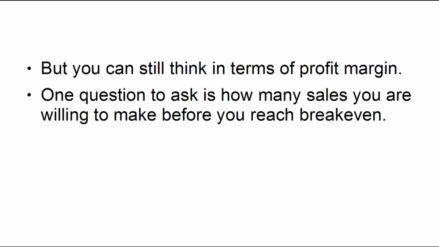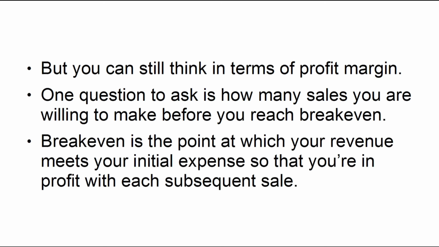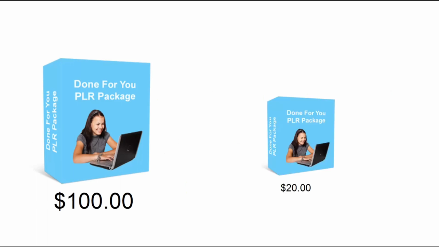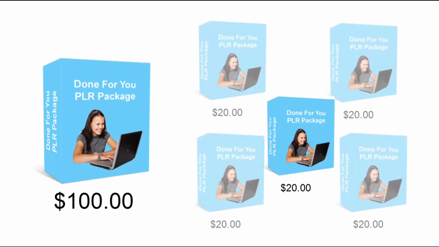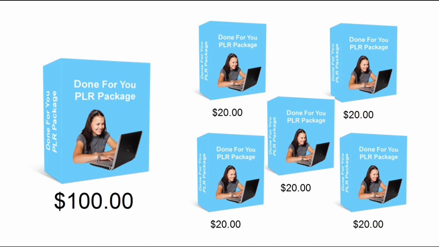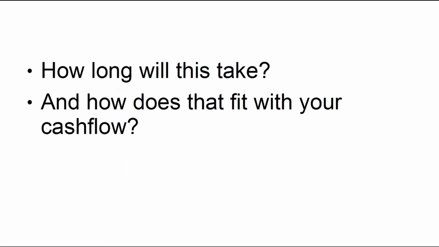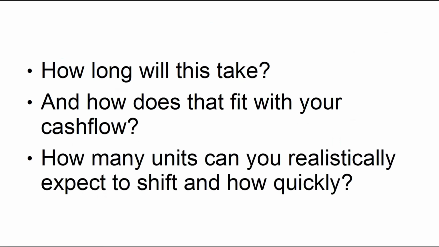One question to ask is how many sales you are willing to make before you reach break-even. Break-even is the point at which your revenue meets your initial expense, so that you're in profit with each subsequent sale. So, if you spent $100 on a PLR product and then sold it for $20, you would need to sell 5 to reach break-even. How long will this take? And how does that fit with your cash flow? How many units can you realistically expect to shift, and how quickly?